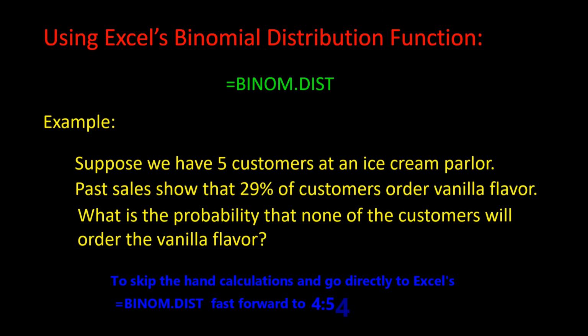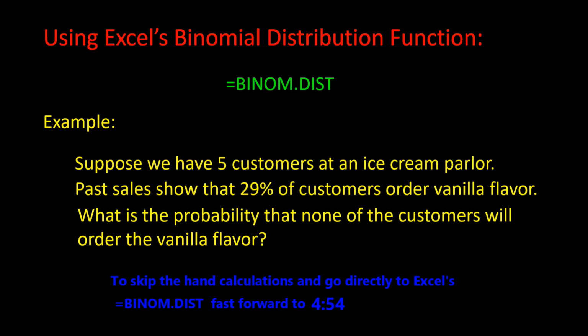Okay, here is the problem we will use. Suppose we have 5 customers at the local ice cream parlor. From past data, we know that 29% of customers order vanilla-flavored ice cream. What is the probability that none of the 5 customers will order vanilla flavor? Let's first solve this problem manually using the binomial formula, and then let's use Excel to solve it.